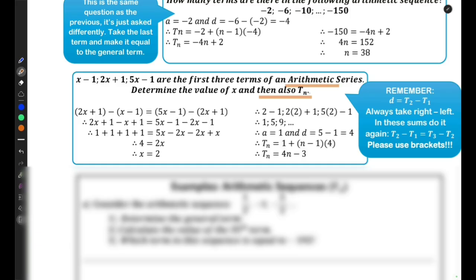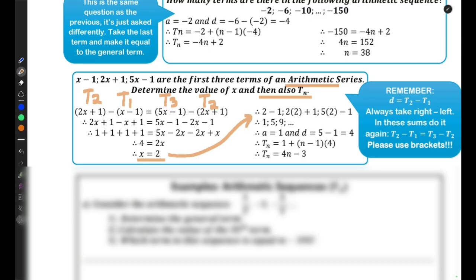So in this case, I said term 2 minus term 1, term 3 minus term 2. Remember your brackets because there's minuses between. It's going to make a massive difference. If you forget it, you are not going to get to a pattern. Use algebra, figure out what x is, and then go and sub this value in to actually see what the pattern is. So the pattern is 1, 5, and 9.